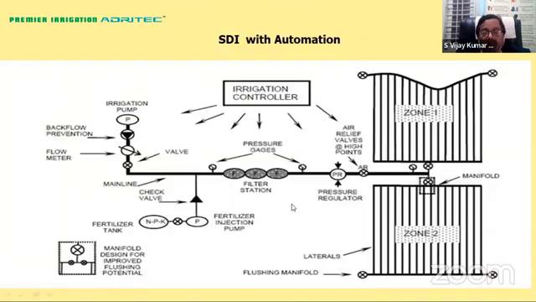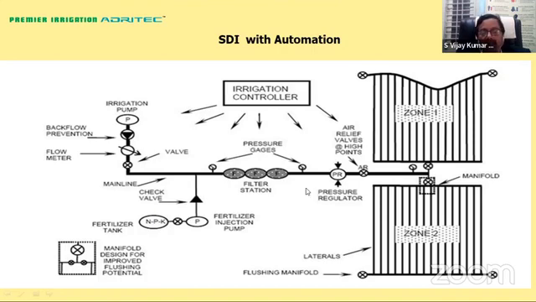And SDI is also another very important thing: you can also automate it. So you can have a subsurface drip irrigation wherein you will have the pump, you have the backflow preventer, then you have the flow meter, which I told you is very critical. Then you have the fertigation tank, which can be automated. Then you have the pressure gauge stations. Then the whole thing will be automated with the help of a controller.